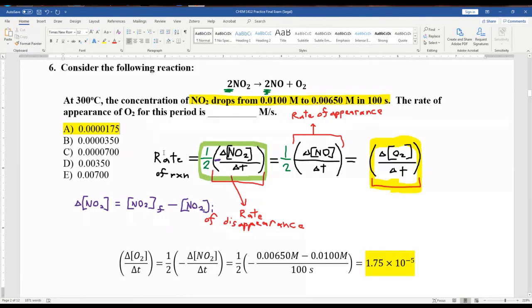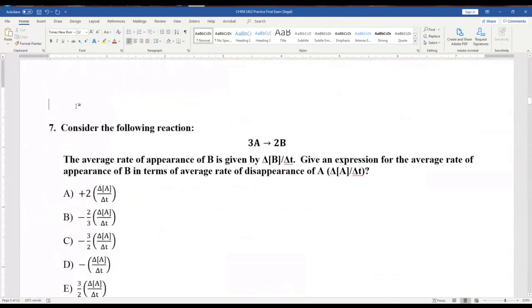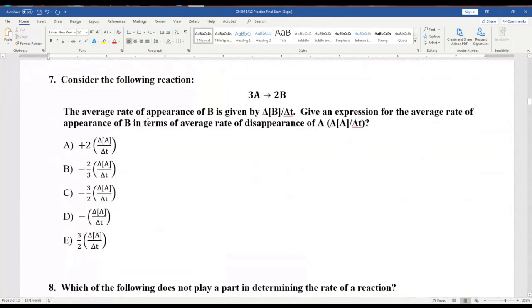Okay. 1.75 times 10 to the negative fifth. So, now, this is another example of a problem you could get. So consider the following reaction. Give an expression for the average rate of appearance of B in terms of the average rate of disappearance of A.